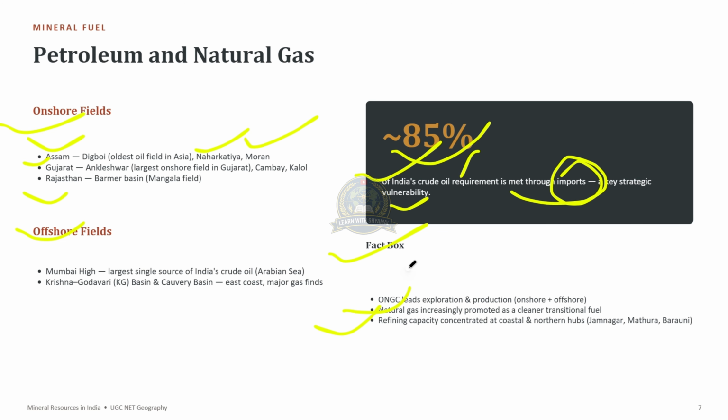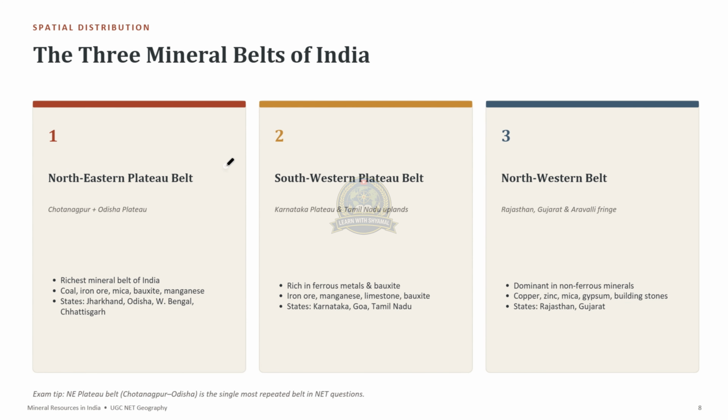and Barauni. There are three mineral belts of India. First, the Northeastern Plateau Belt: Chotanagpur and Orissa Plateau. This is a richly mineralized belt of India, rich in coal, iron ore, mica, bauxite and manganese, covering the states Jharkhand, Orissa, West Bengal and Chhattisgarh.